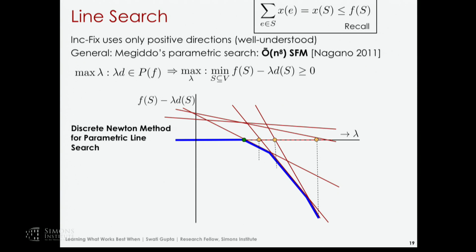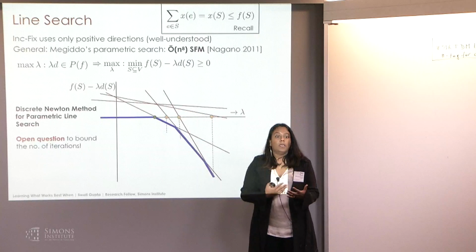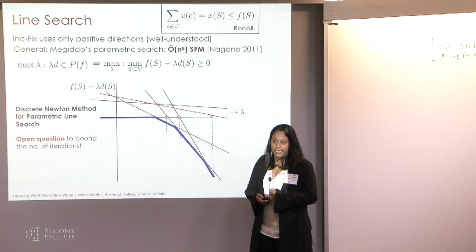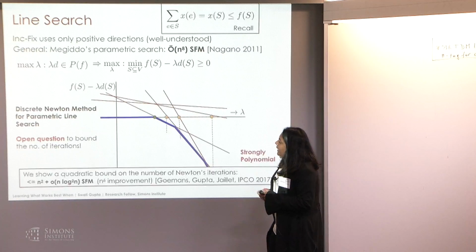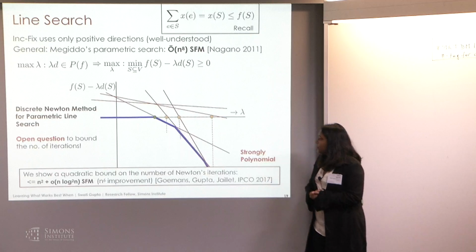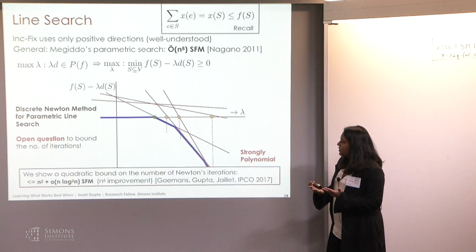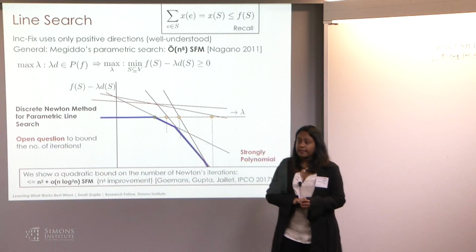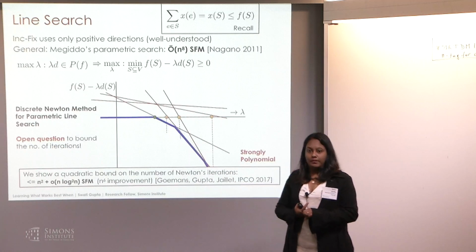And it was an open question what the number of iterations of this method is for general directions. For positive directions, it's easy to show that it can only be a linear number of iterations, and a linear number of breakpoints in the lower envelope. And we show a quadratic bound in the number of Newton's iterations, thus getting an order n to the 6 improvement in the running time from the best known strongly polynomial algorithm.